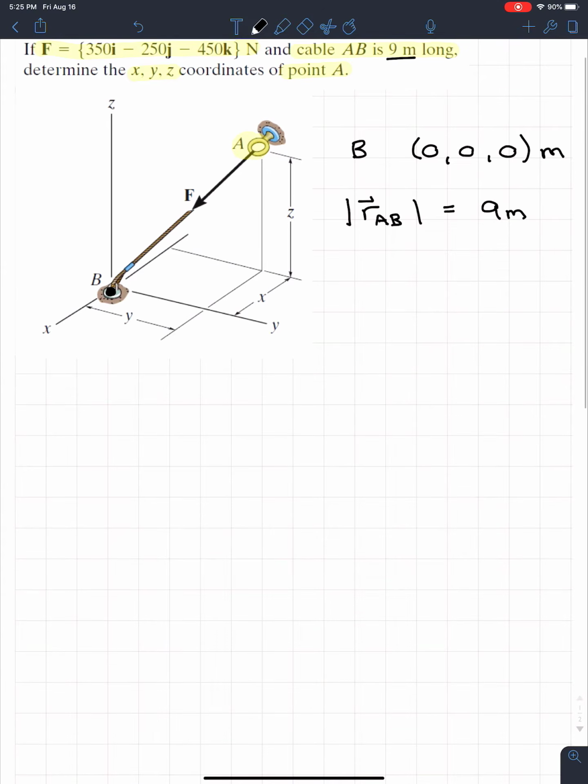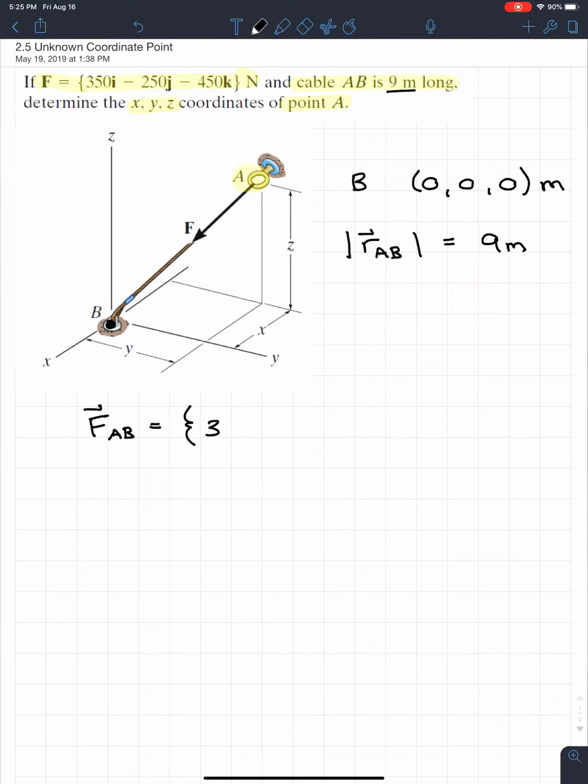And then finally down below, I'll have to write it down here just because I won't have enough room. We know that FAB, the actual vector itself, is equal to, and let's put in brackets, 350i, so 350 newtons in the x direction, minus 250j, minus 250 in the y direction, and then minus 450k. So that right there is going to be in the z direction. And again, it's a force vector, so it's going to have units. And in this case, if we look up to the top, the units are going to be newtons. All right, so this is all we're really given in the question here.